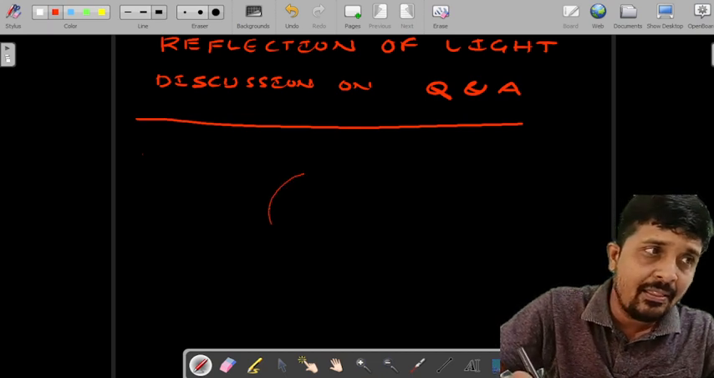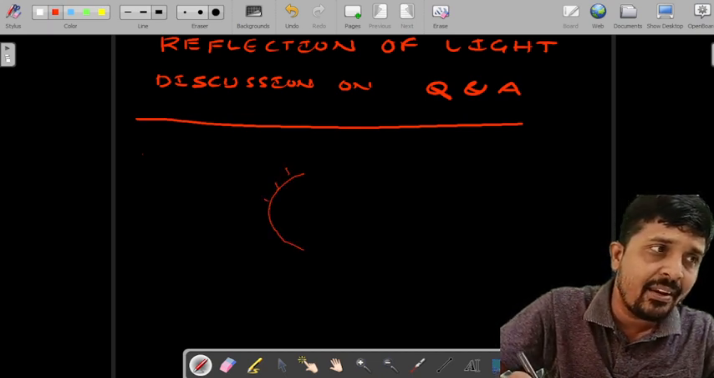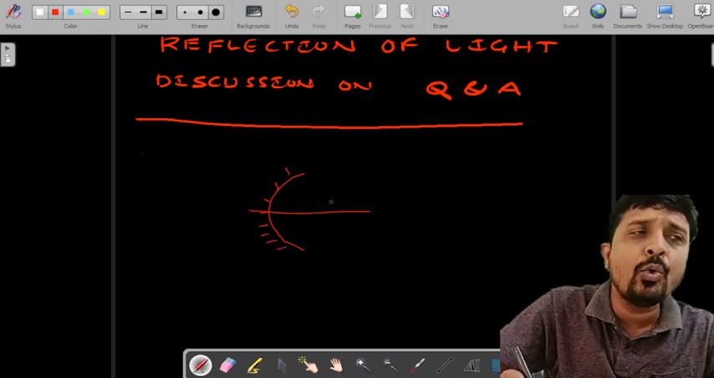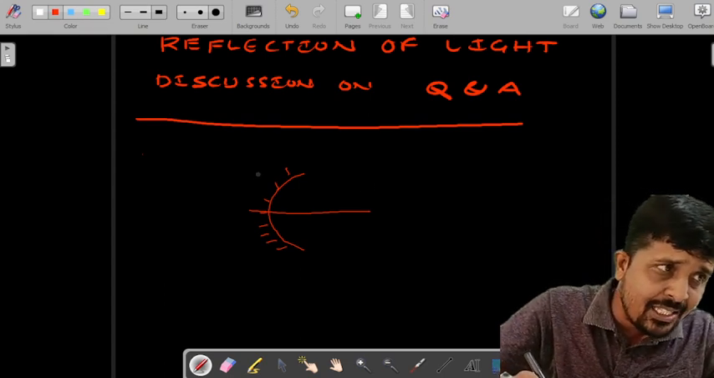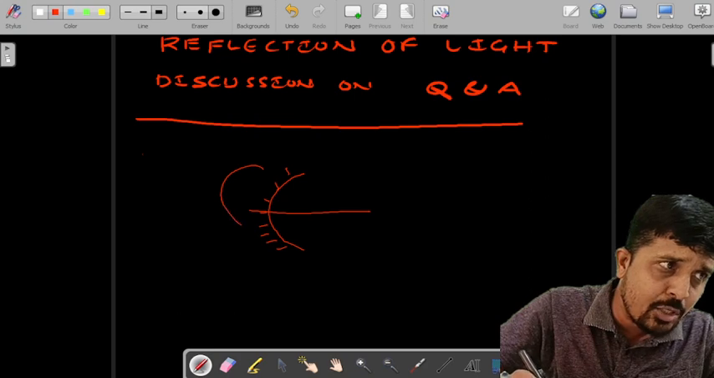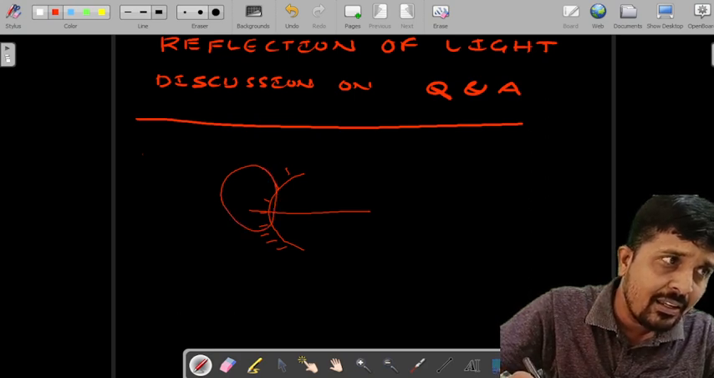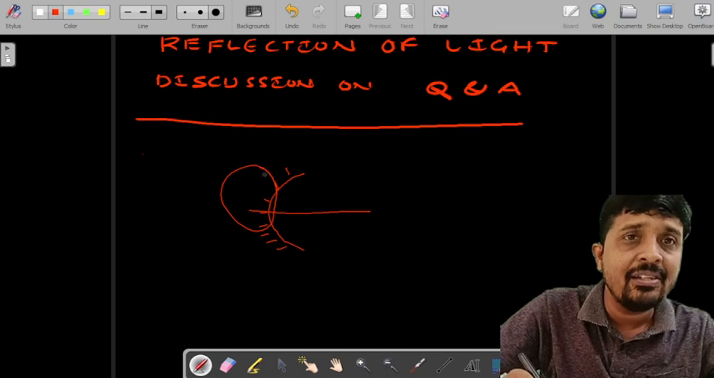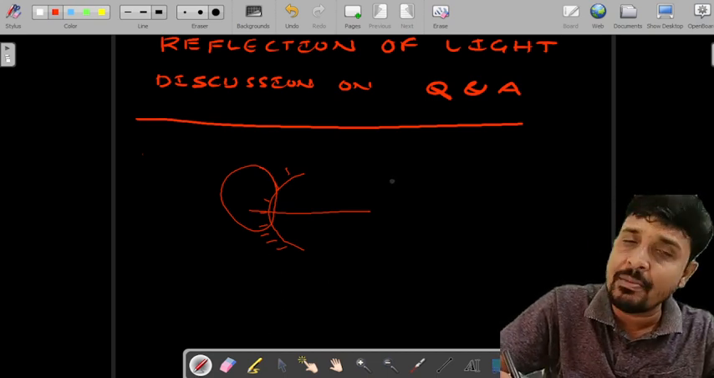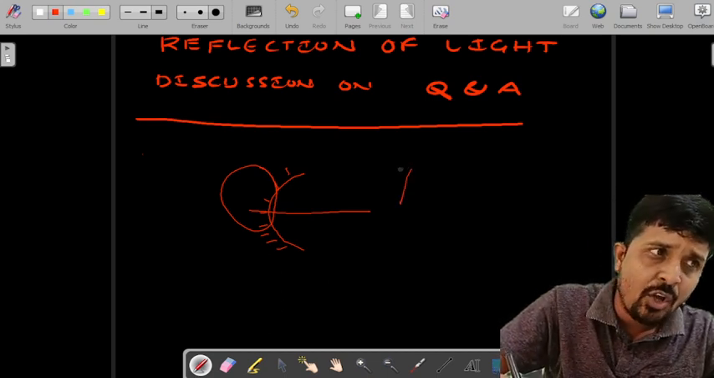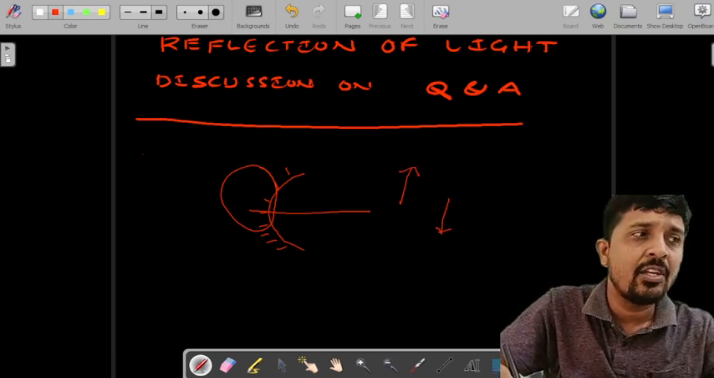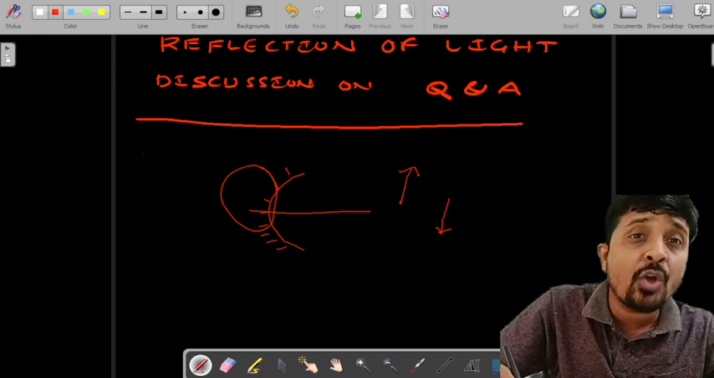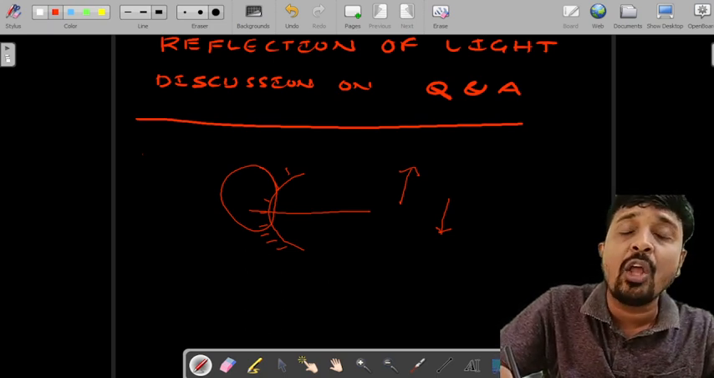See, let us take this as a mirror. Which type of mirror is it? It is a concave mirror. You all know that a concave mirror can form real as well as virtual images. Virtual image means the image is formed here, that means the image is formed behind the mirror, then that image is what we call a virtual image. That means a virtual image is always erect, and a real image is always inverted. You have to understand, virtual image is always erect, real image is always inverted.